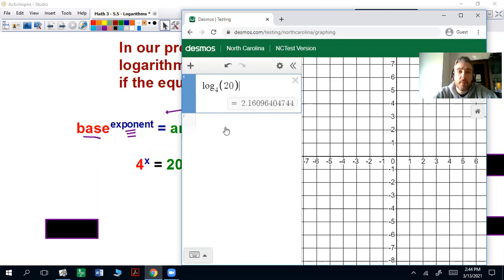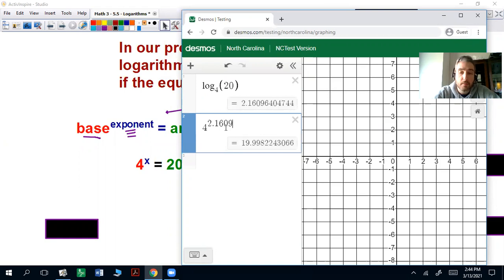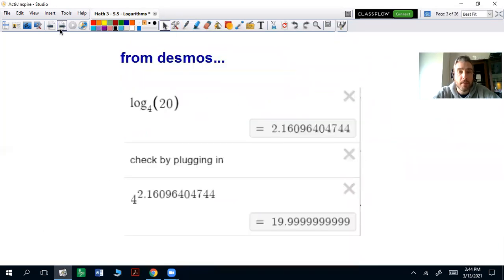And we can check that by plugging that in. So you can say 4 to the power of 2.16, go out several decimal places, and you can see that gives you approximately 20. So that does give you the number inside the log. The exponent is what we just solved for using the log. And again, that looks like this. Pretty simple to type into Desmos.